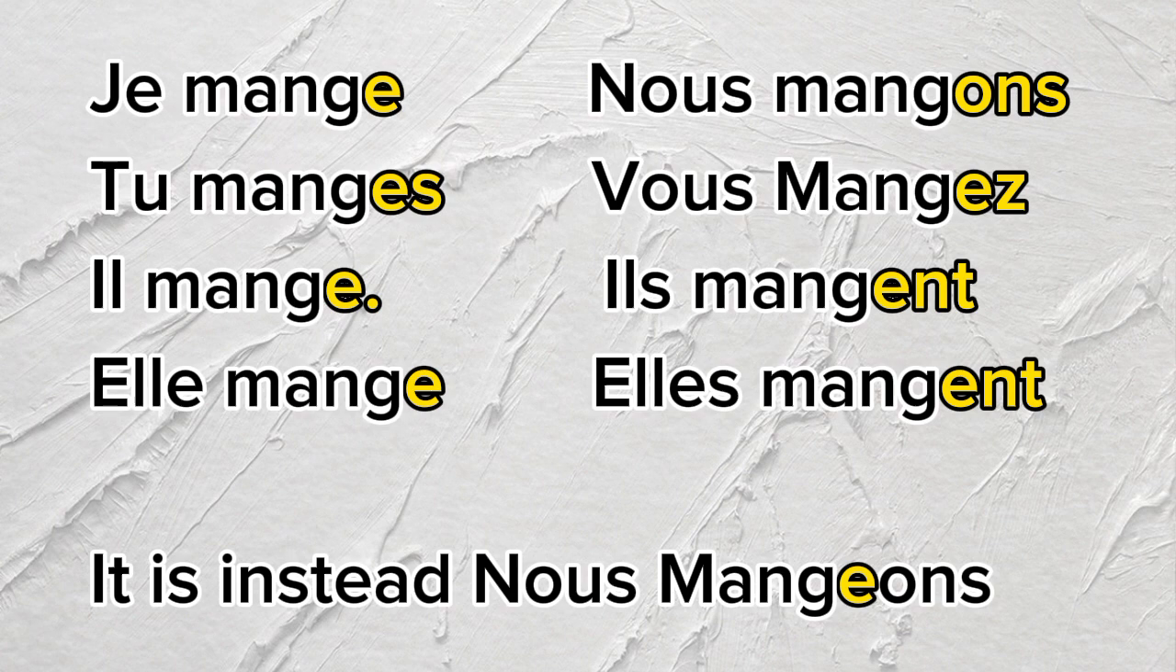If you have listened to my video on the G sound, you are going to realize that when the G is followed by an O, it has a G sound. That will be mangon. But to have the J sound, mangeons, you have to introduce an E in between them. So that is why the E will be introduced there. So we have nous mangeons. But the vous, okay, vous mangez.